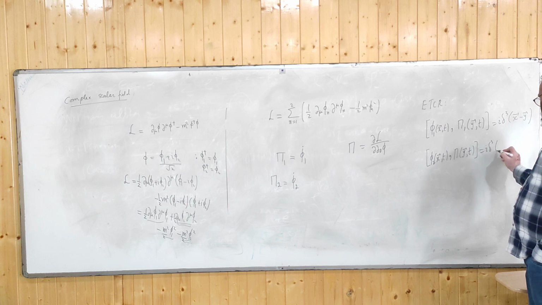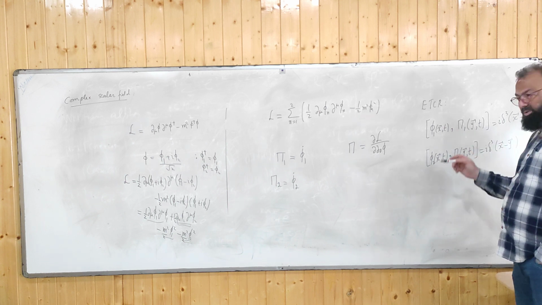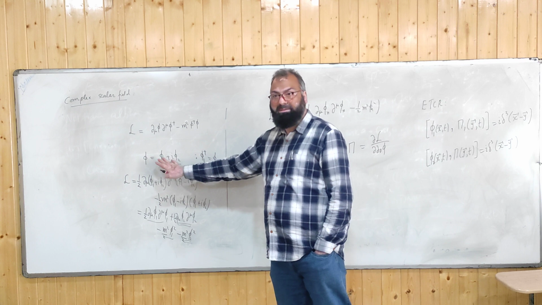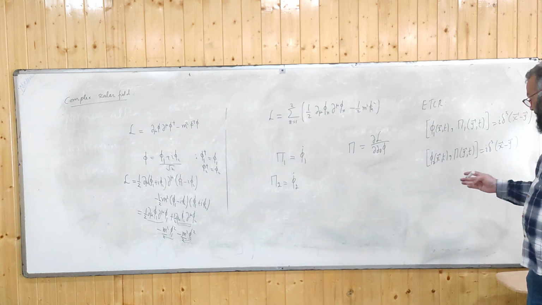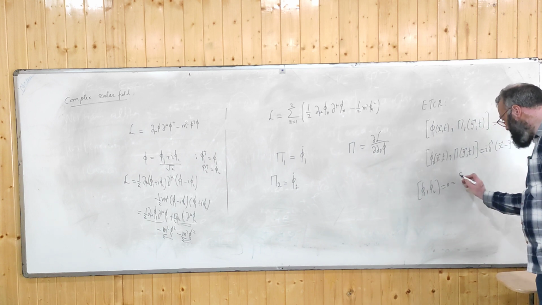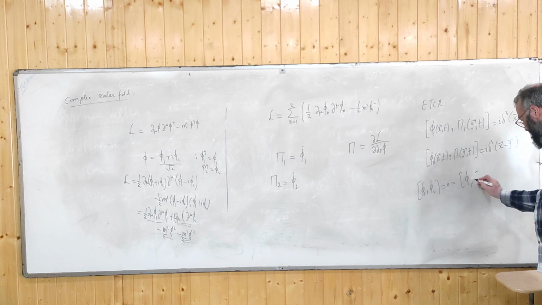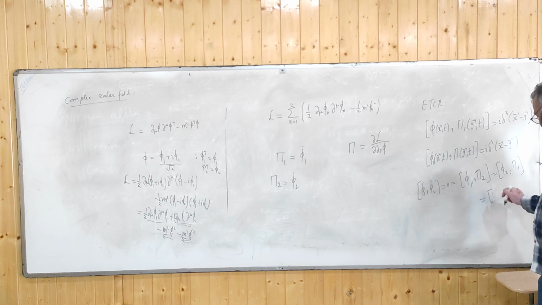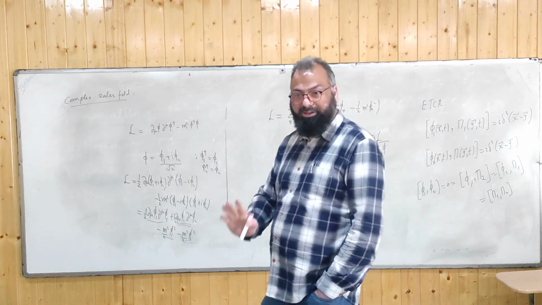So it is i δ³(x−y), and all other commutators vanish, since φ1 is independent of φ2. Look at this decomposition: both are independent of each other. So [φ1, φ2] is equal to 0, and the same for [φ1, π2], [φ2, π1], and [π1, π2]. I mean all are 0. So all these commutators are 0. Clear? So now we have figured out the quantization conditions.